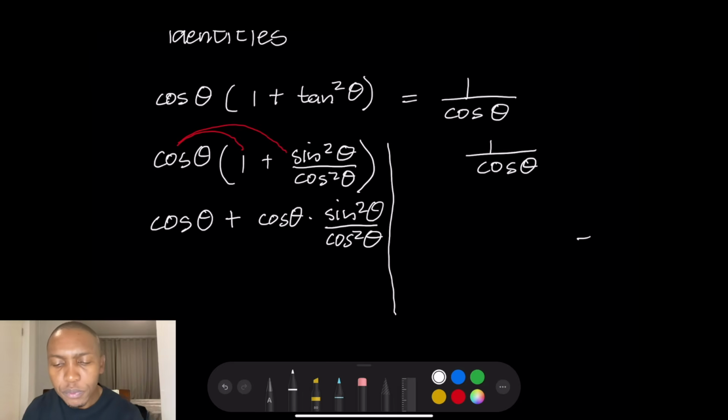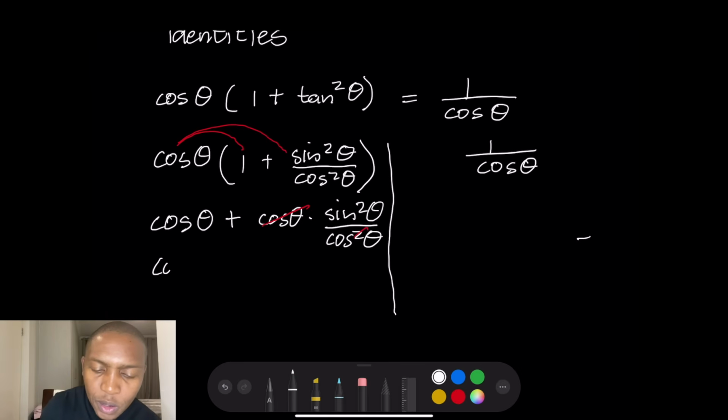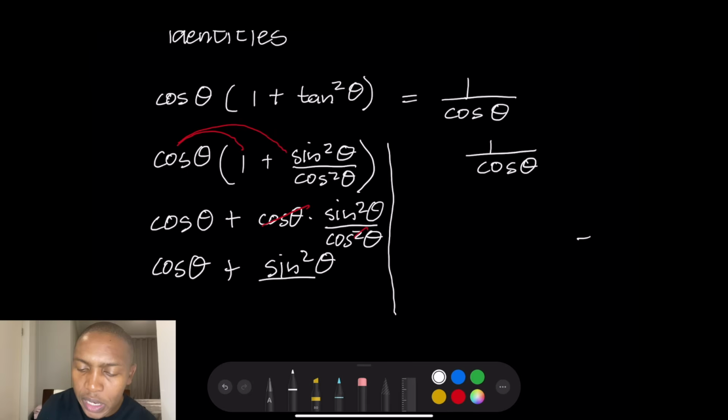Of course you could have chosen to work with it differently, but I'm just going to keep it like this. Okay, so now what I will have is cos of theta, so this cancels 1 of the cos squared. Remember, cos squared is cos theta times cos theta. So one of these will cancel one of the squares. So I would have cos of theta plus sine squared of theta divided by cos of theta.